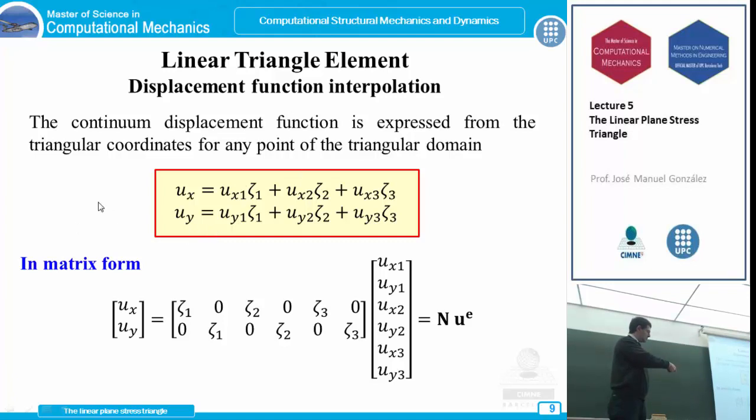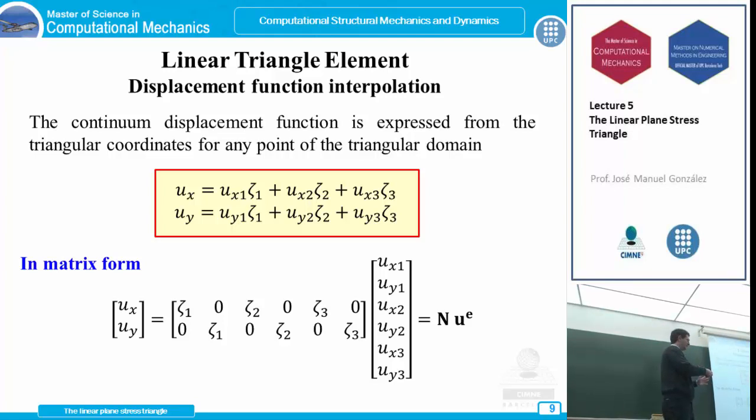If we want to express this in matrix form, let's consider these T1, T2, T3 triangular coordinates for the 2 degrees of freedom placed in this way. We have this N matrix, and we have these 6 nodal values, 6 degrees of freedom in our triangular plane element. So in fact we are using these triangular coordinates as a sort of shape functions.